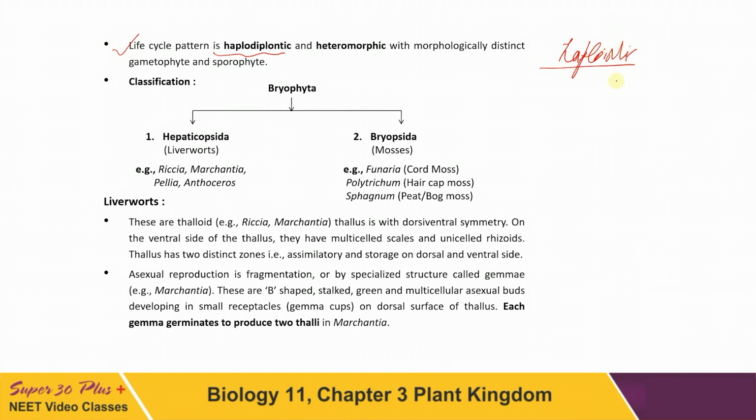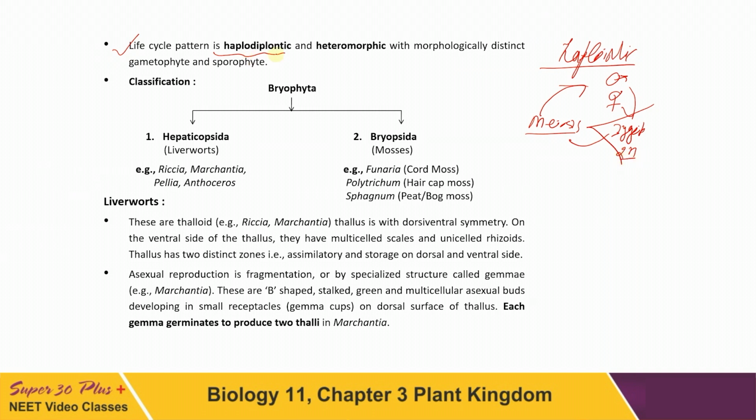Haplontic means that the gametes, male and female gamete, will fuse. They will result in the formation of the zygote. The zygote is a unicellular structure and it will divide by meiosis, and again the dominating haploid phase will be formed. That is haplontic. It means the 2n phase will come only for a short while, and this is unicellular.